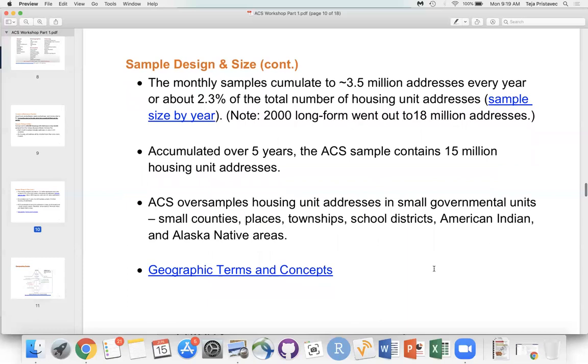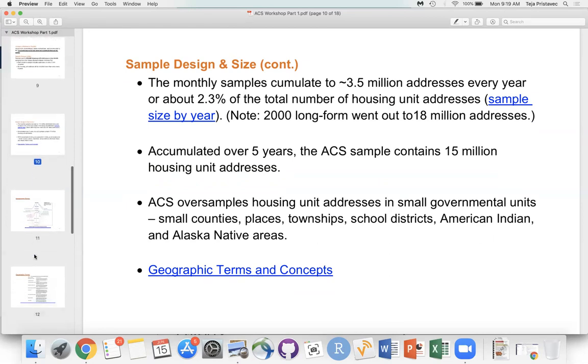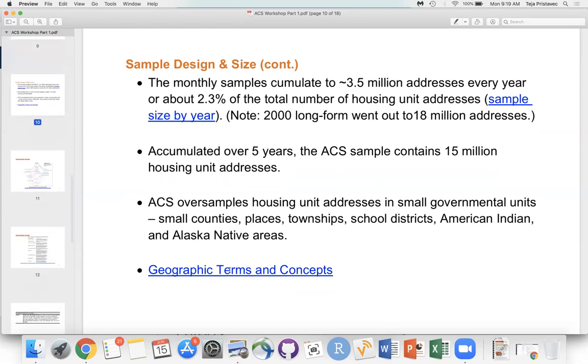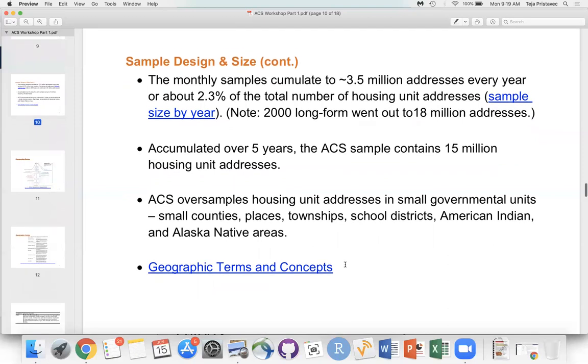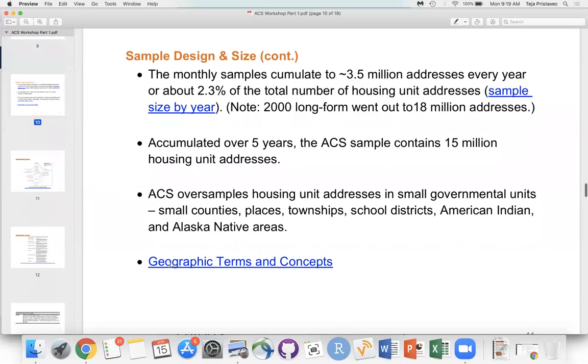So if you are working with a small county, place, township, school district, whatever geography there is, you might have to oversample that to ensure that you get enough responses to represent that unit. I'll get into the geographic terms a little bit actually in a second. So we'll talk about this. And here's also a link that you can follow up on afterwards to learn more about this.